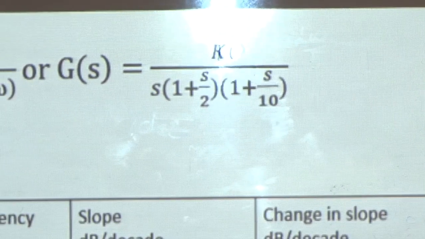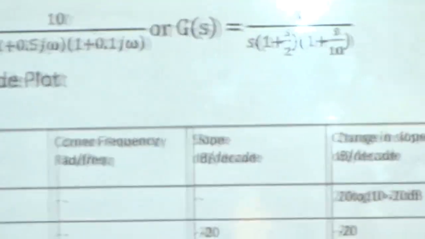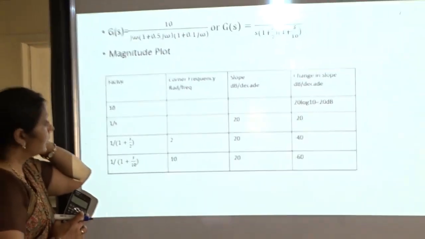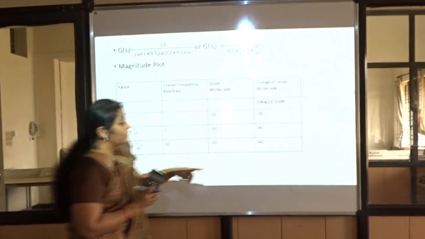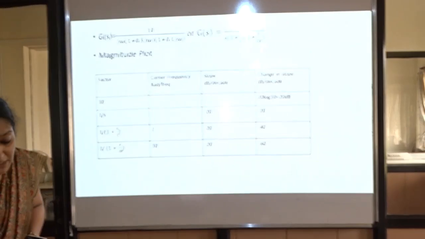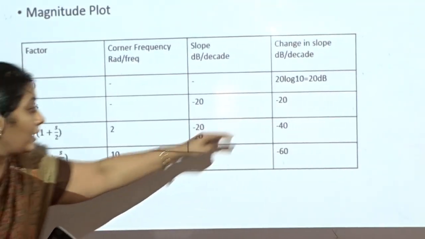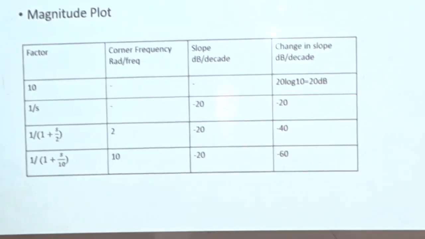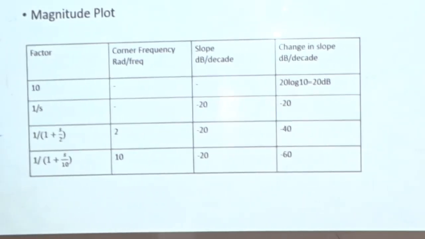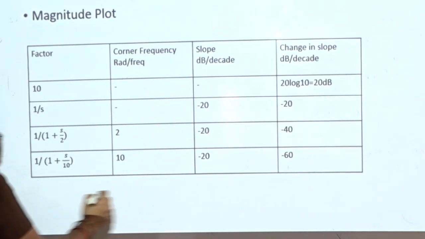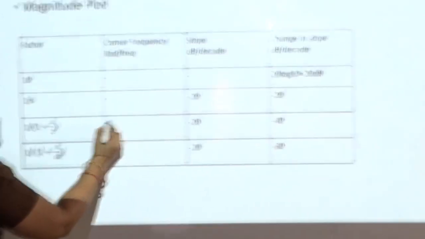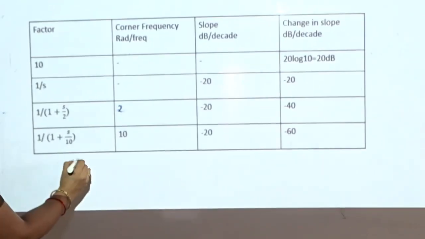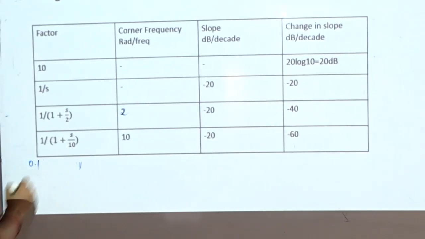Again, we have one pole at the origin, and that is going to give you minus 20 dB, and so on, as we have discussed. As poles go on adding, the slope of the line goes on increasing: minus 20, minus 40 and minus 60 like this. Now, where do we start the graph? At what point? This is the lowest frequency. So if it is 0.1, let us start from point 1.